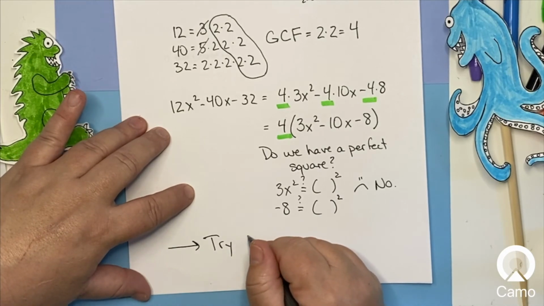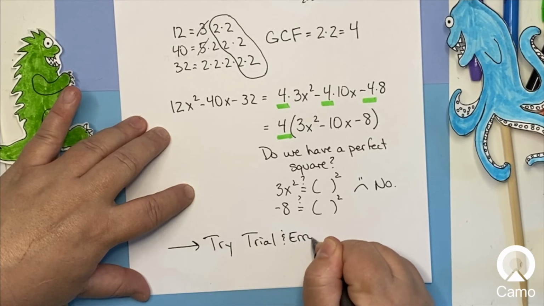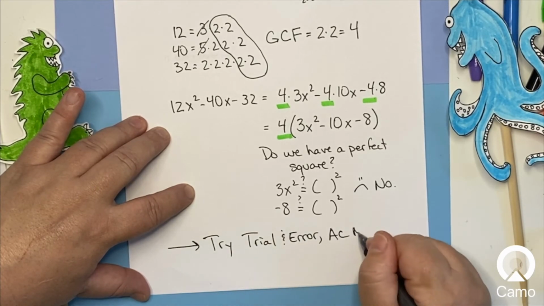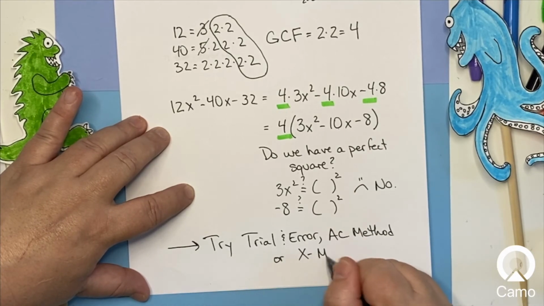And then you've either got trial and error, AC method, or the X method.